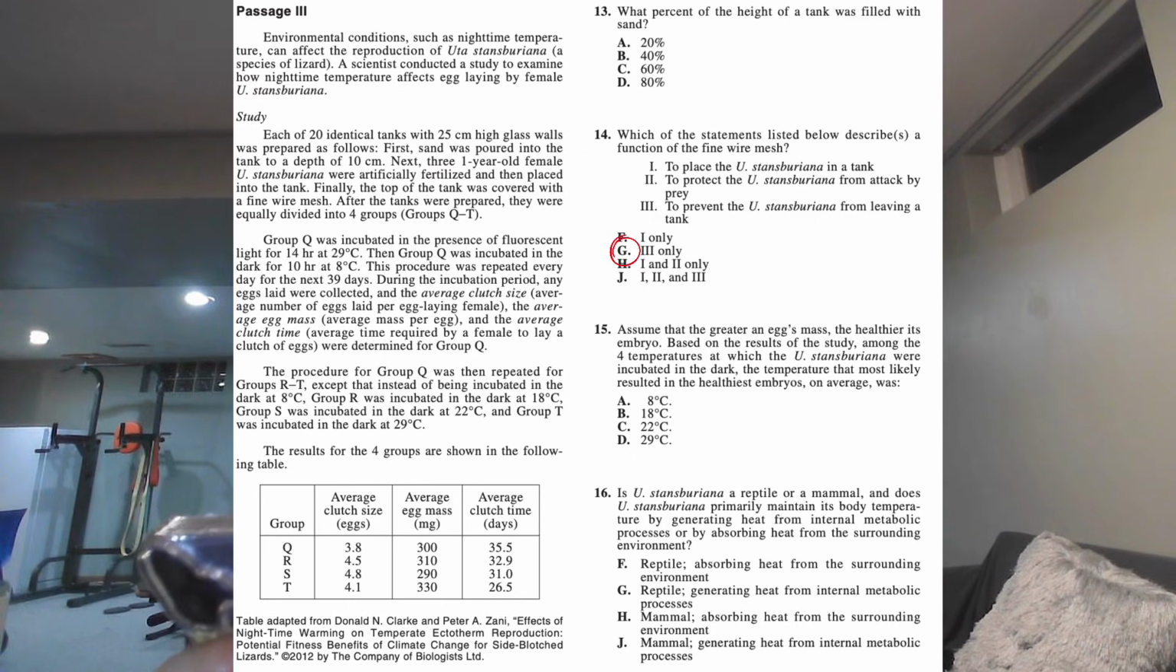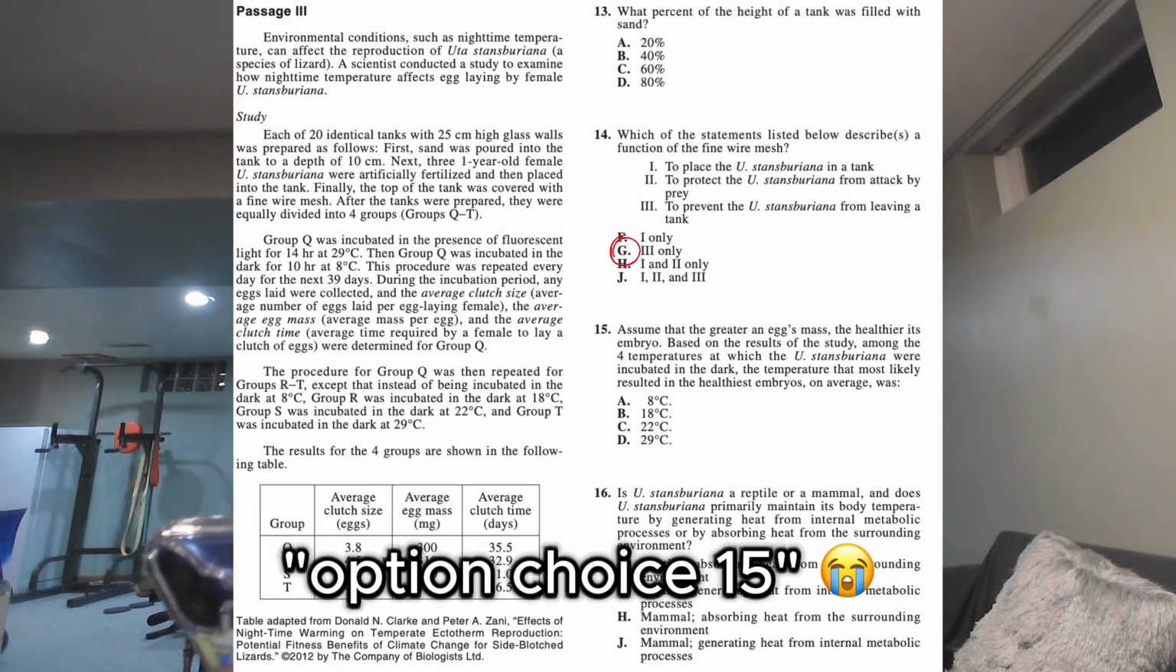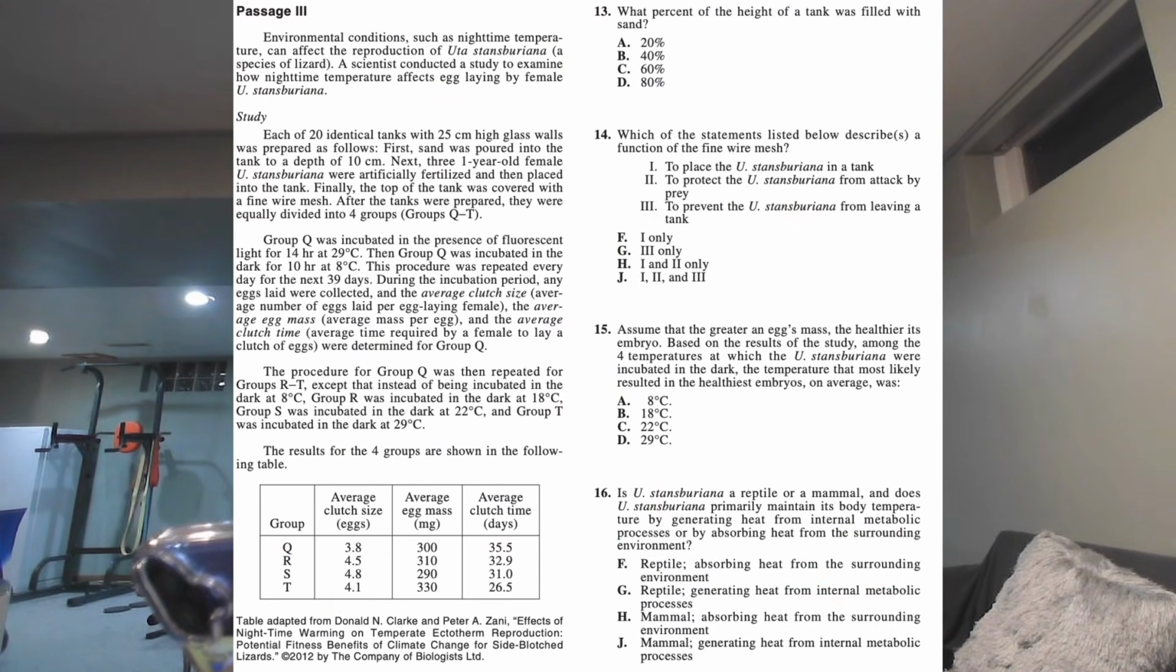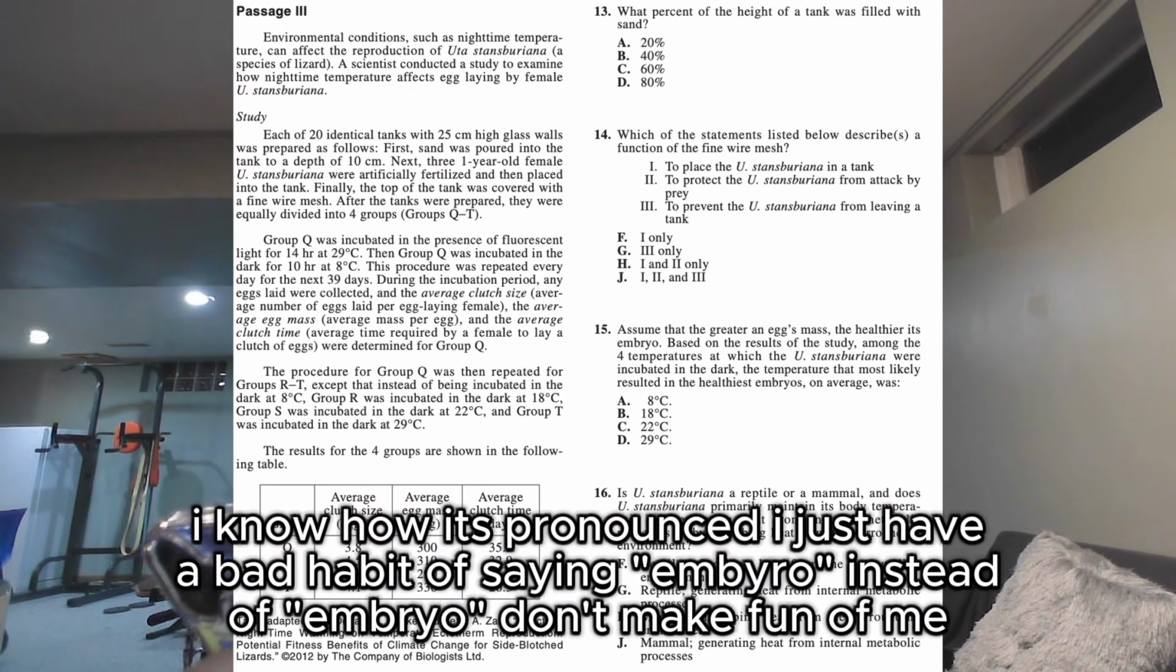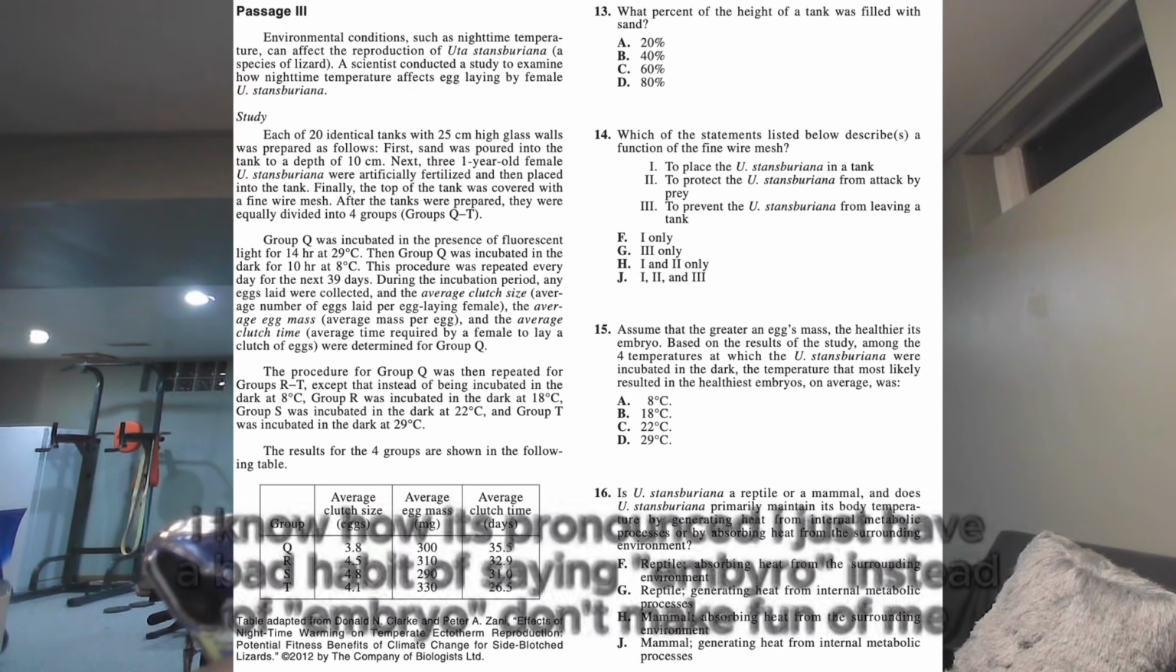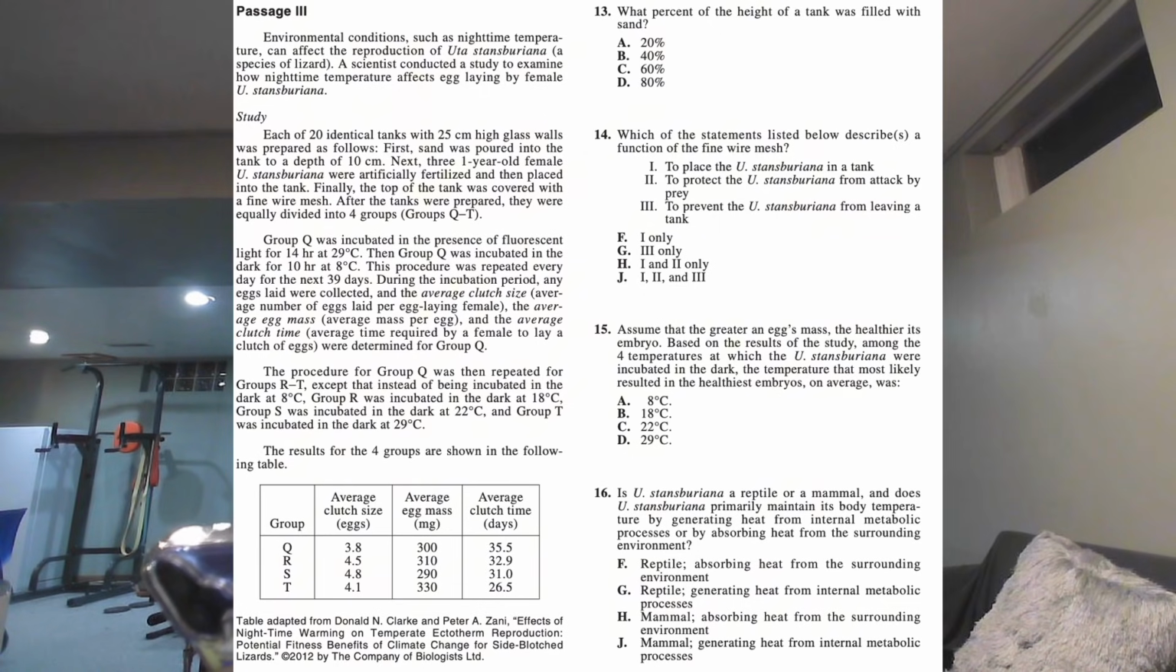Let's move on to option choice 15. Assume that the greater an egg's mass, the healthier its embryo. Okay. Based on the results of the study among 4 temperatures, when they were incubated in the dark, the temperature that most likely resulted in the healthiest embryos on average was what? So health is equal to the greater egg's mass, right? So we're looking for the one with the biggest mass because that means it's the healthiest.